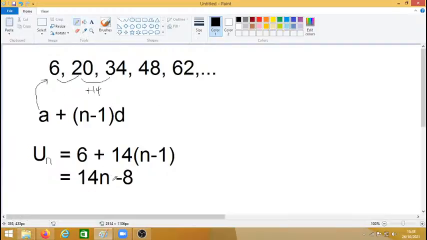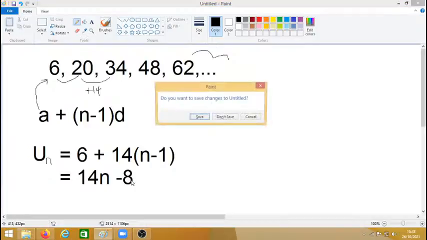So that's the formula, and why do we do that? Because if you want to work out the 50th term or the 100th term, it's going to take too long to keep going number by number. So here, if I want to work out the 100th term, I can just put in 14 times 100, take away 8, and that's your answer.